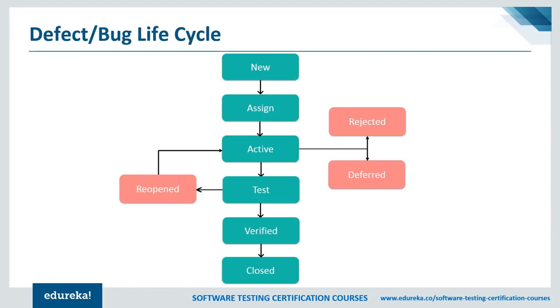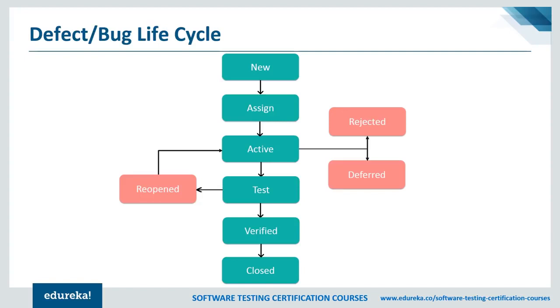Bug or defect life cycle consists of the following stages, and that starts from new. This is the stage when a defect is logged and posted for the first time, and that defect state is given as new. Next, assigned. After the tester has posted the bug, the lead of the tester approves that the bug is genuine and he assigns the bug to the corresponding developer and the developer team, and this state is given as assigned.